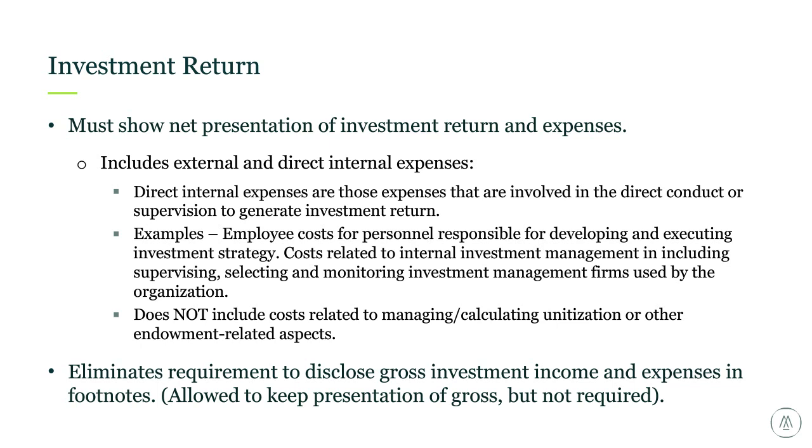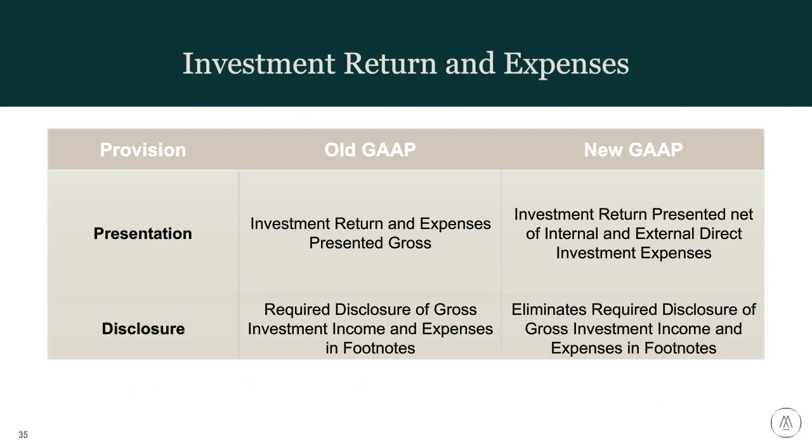So again, a quick recap. Under old GAAP, investment return and expenses are presented at gross, and there was a requirement to disclose the gross investment income and expenses in the footnotes. Under new GAAP, investment return is presented net of internal and external direct investment expenses and eliminates the required disclosure of gross investment income and expenses in the footnotes.